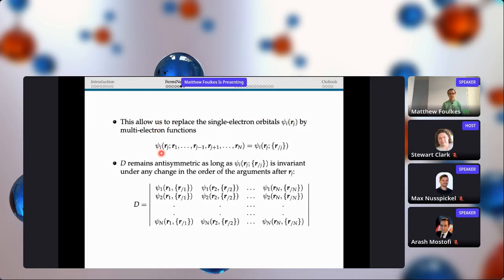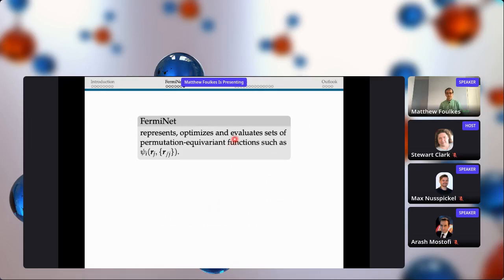You can have a function that depends, yes, on the position of one of the electrons, but also on the set of positions of all the others. So I write that as the set of R not J. As long as the dependence on the elements of this set is independent of the order of those elements, so it's an unordered set, it's easy to convince yourself with 10 minutes fiddling around on a piece of paper with an example that this determinant is still antisymmetric. And so what FermiNet, this neural network we've built, actually does is represents, optimizes, and evaluates sets of permutation of these functions, these generalized one-electron orbitals.